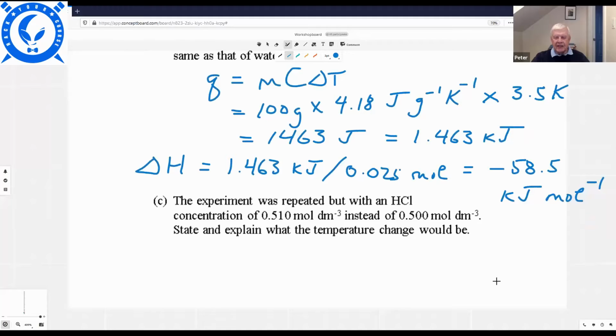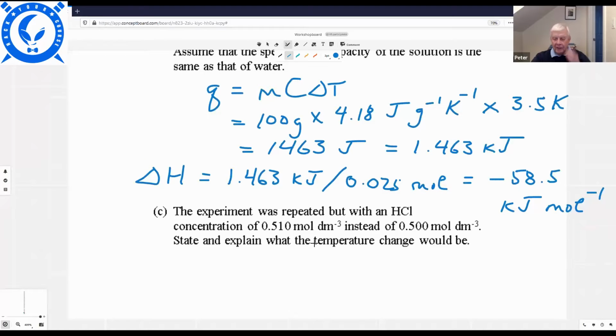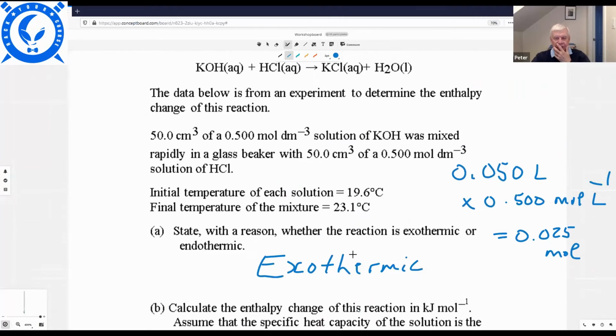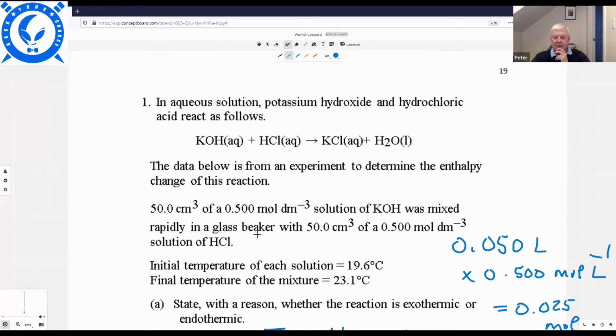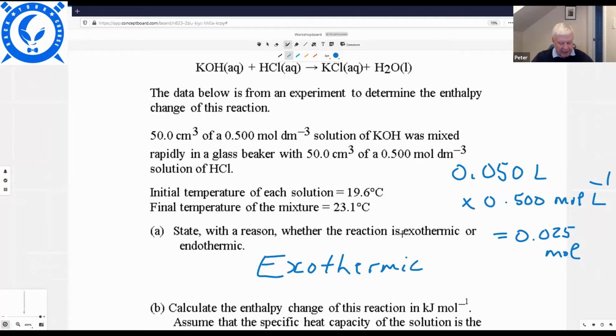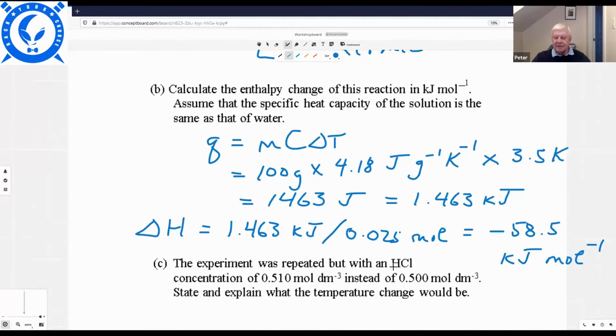So the final twist on this question is the experiment was repeated, but with an HCl concentration of 0.510 moles per decimeter cubed, or 0.51 molar, instead of 0.5 molar. What temperature change will you then see? So you're changing the experiment now. Instead of using 0.5 moles, you use 0.51 moles of HCl. And the answer is, it will make no difference whatsoever, because if you have more HCl, the KOH is still limiting. And the KOH hasn't changed, it's still 0.025 moles. So you'll have exactly the same amount of heat released. You'll simply have a little bit of HCl left over unreacted.